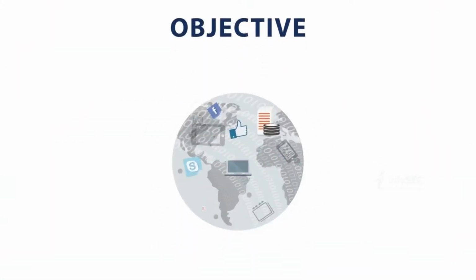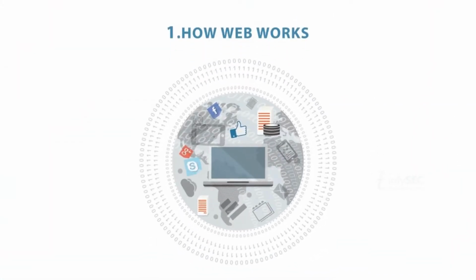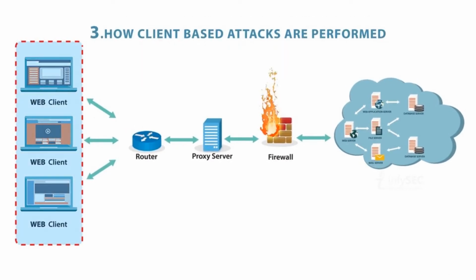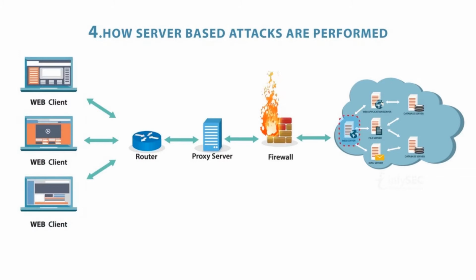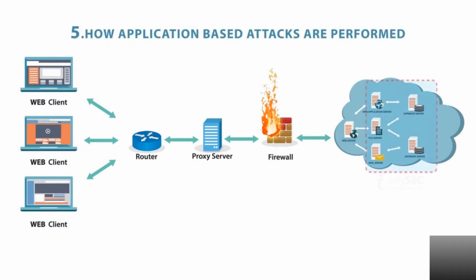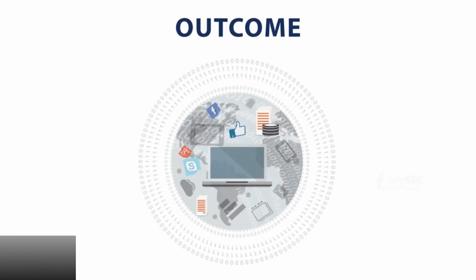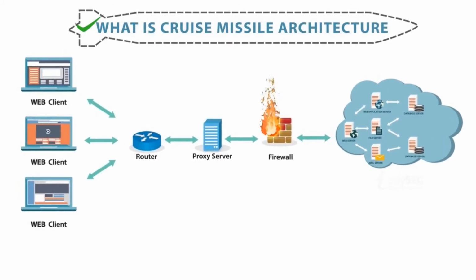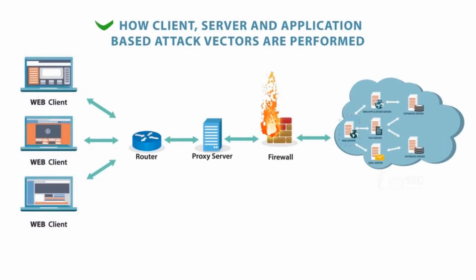Objective: to understand how the web works, what the cruise missile architecture is, how client-based attacks are performed, how server-based attacks are performed, and how application-based attacks are performed. Outcome: on completion of this chapter, the participants will understand how the web works and what the cruise missile architecture is, and how client, server and application-based attack vectors are performed.